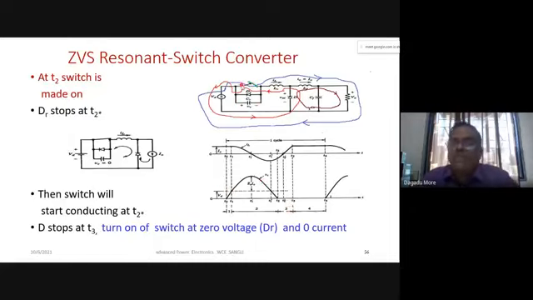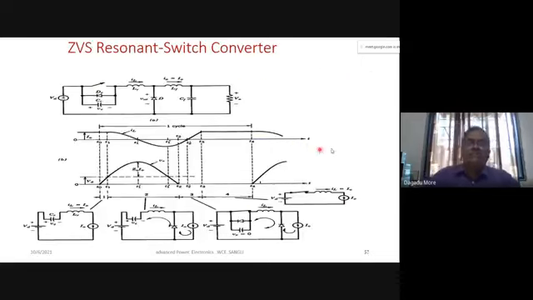And once our current becomes positive, the switch will carry the current. So this is the instant we have shown here, at T0, where we turn off the switch at 0 voltage. Similarly, at T2 we turn on the switch at 0 voltage. So both turn on and turn off will be at 0 voltage.